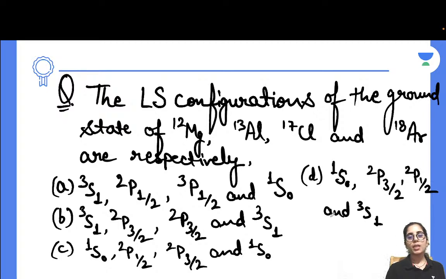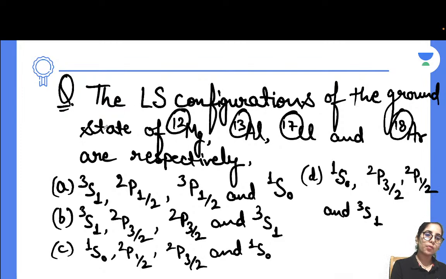Very good, Sakshi. That's great, and that's correct too. So to solve it, we can see 12, 13, 17, and 18. Let's write the configurations for them. For 12, it will be 1s2, 2s2, 2p6, and 3s2. So in this case, the last term is completely filled.